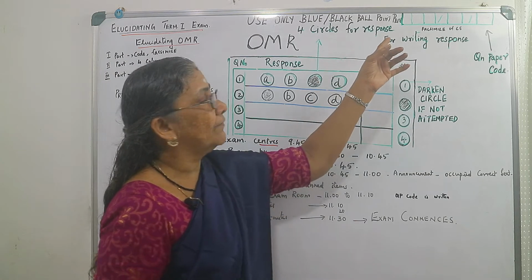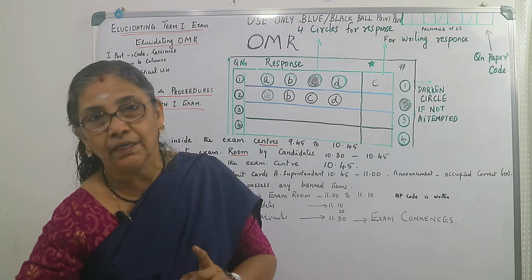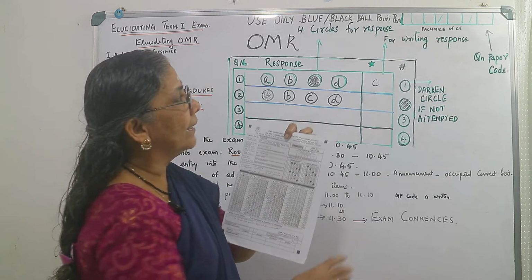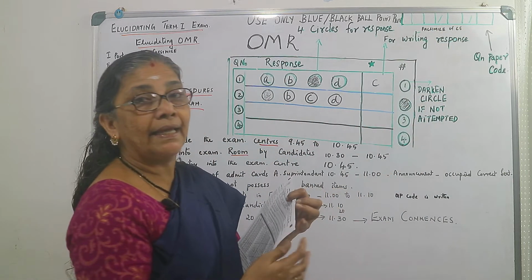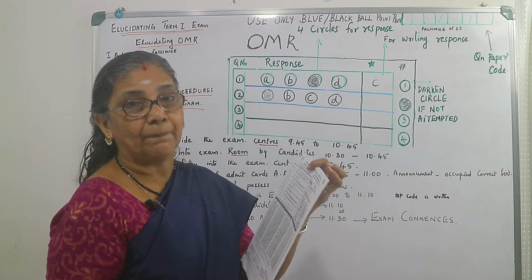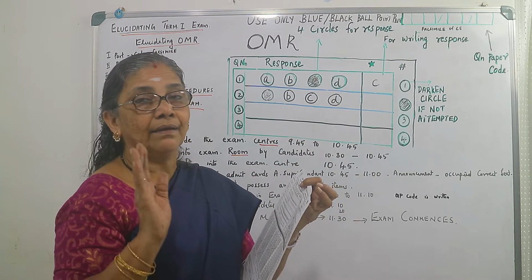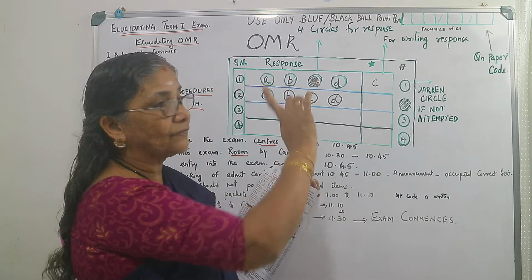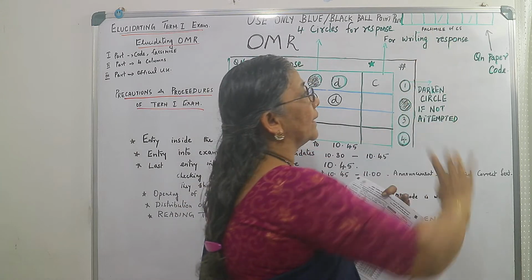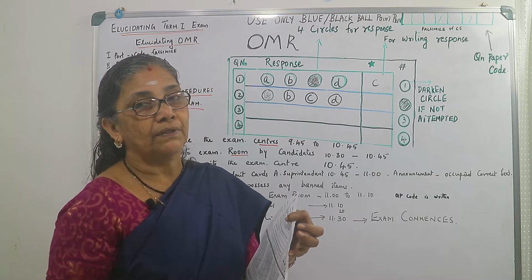The first part, code and facsimile, means that on the OMR sheet there is a column with 7 boxes, and there you have to write down the code of the question paper, so that you get the correct information. After getting the question paper you have to fill that. Also, the center superintendent will give the facsimile there. These are the 2 things we have to note about the first part of the OMR.